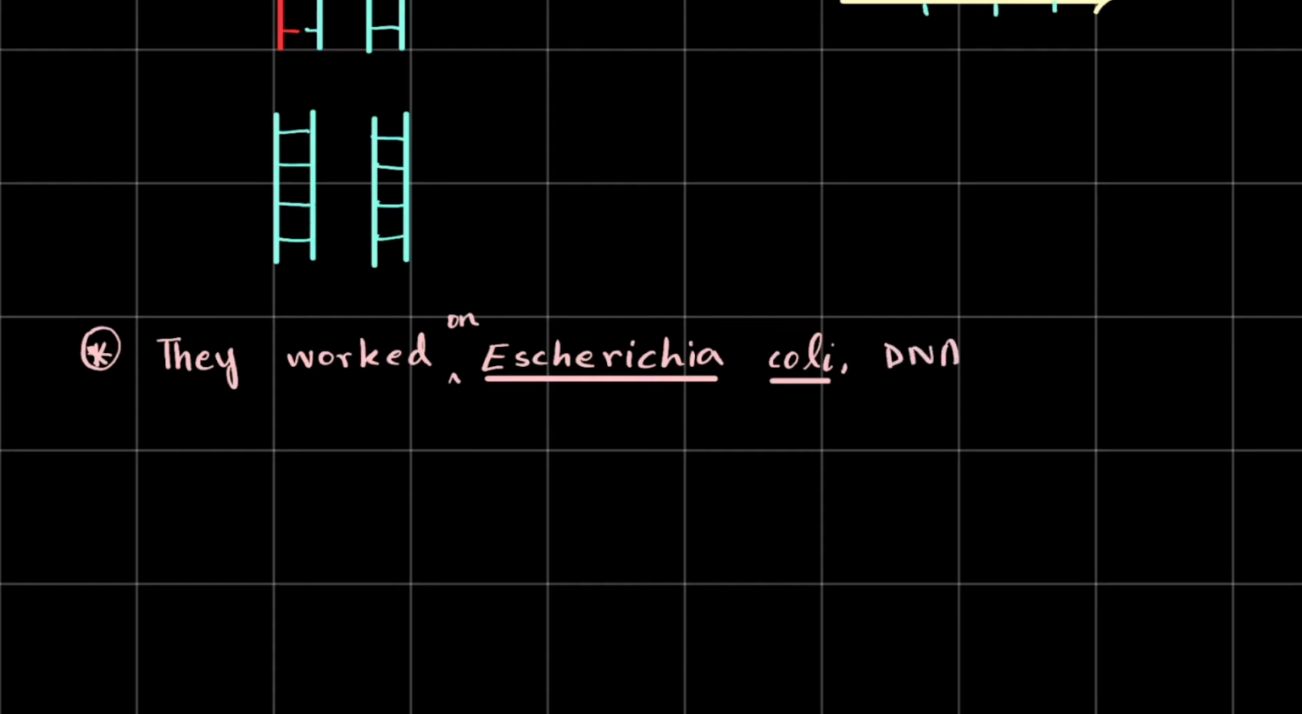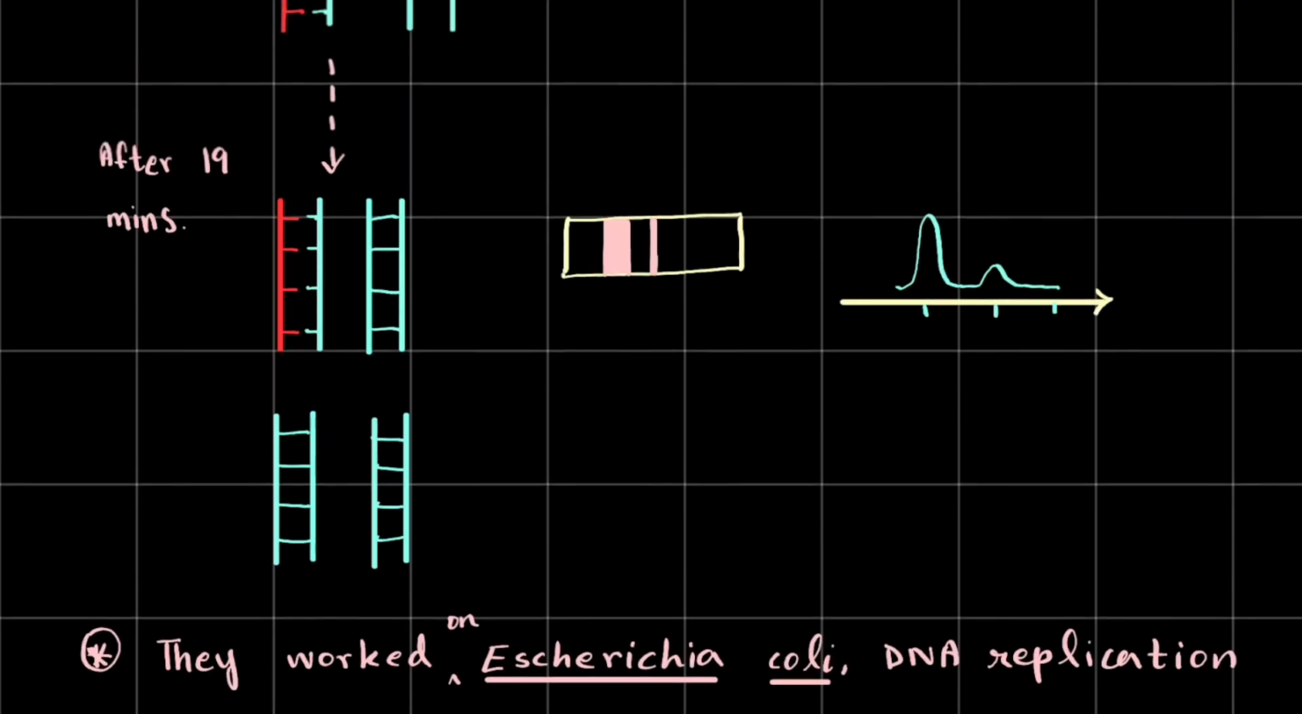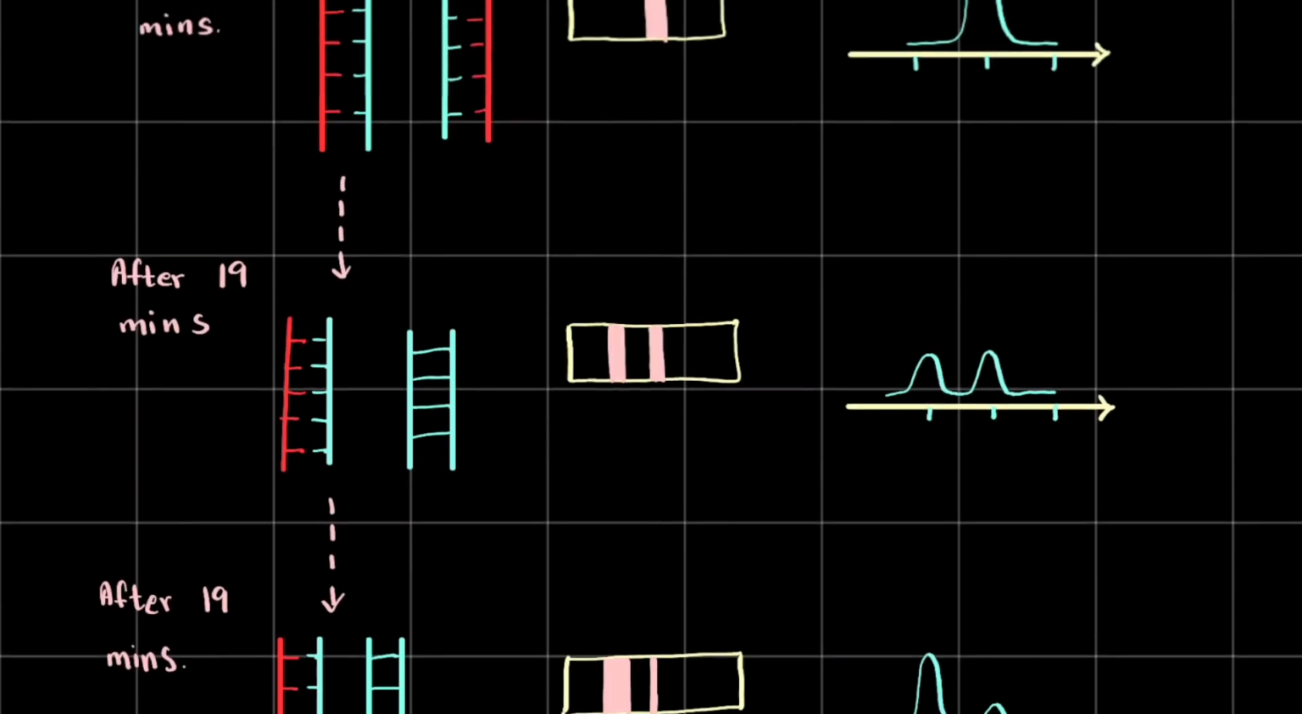DNA replication time equal to 19 minutes, and that's why they took samples from the culture medium at regular intervals of 19 minutes, and they ran the CsCl density gradient accordingly, right? So this was all about the Meselson and Stahl experiment, and you can appreciate by now that it was a really ingenious experiment, and it proved the semi-conservative replication of DNA.